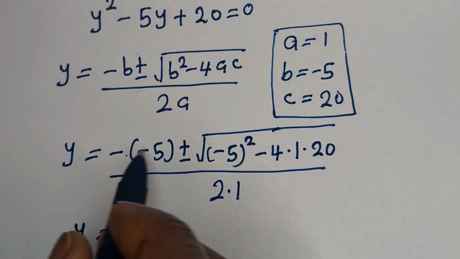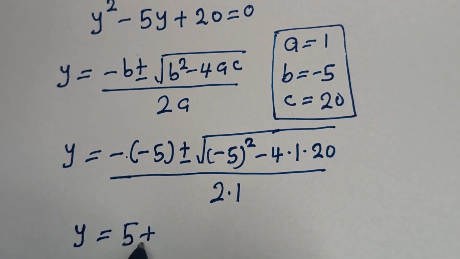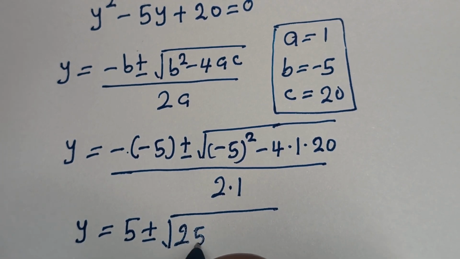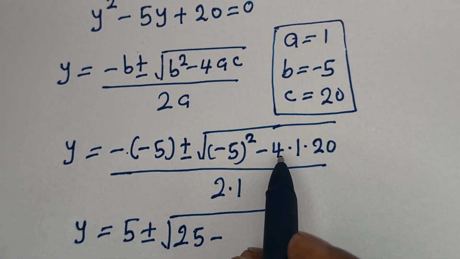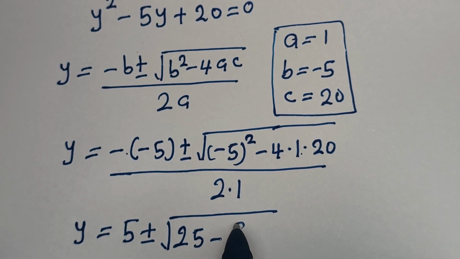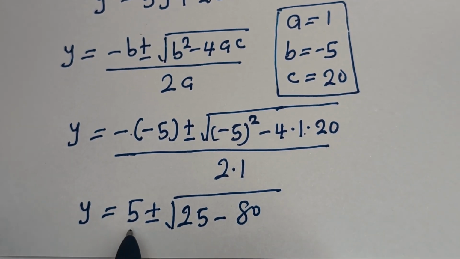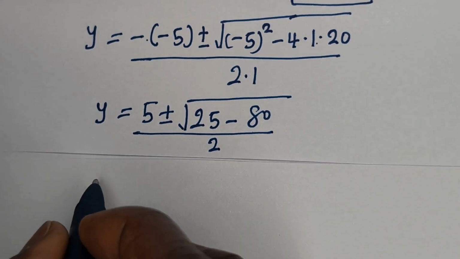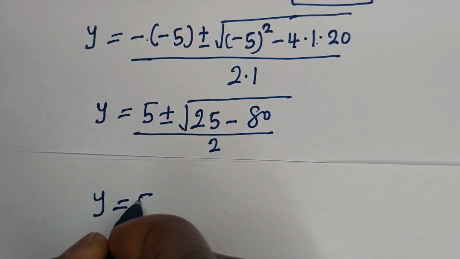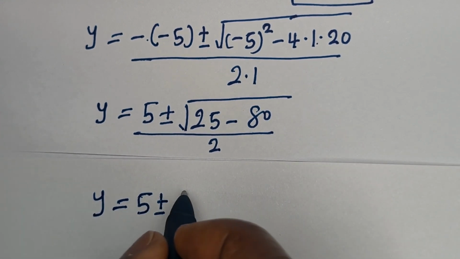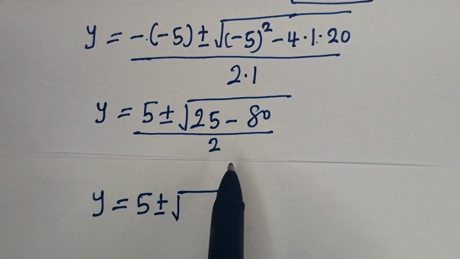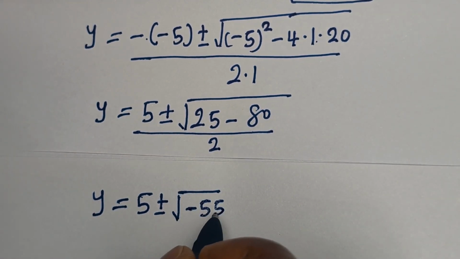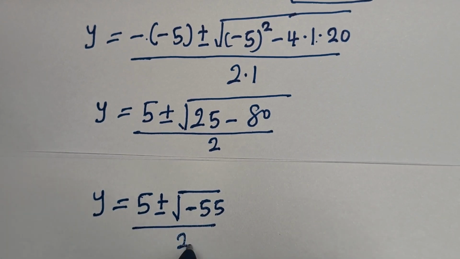y is equal to minus times minus 5. This is 5 plus or minus square root of minus 5 squared, 25, minus 4 multiplied by 1 multiplied by 20. That is 80, over 2 multiplied by 1, 2. y is equal to 5 plus or minus square root of 25 minus 80. That is minus 55 over 2.